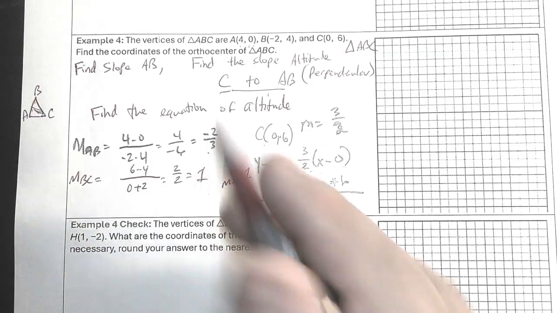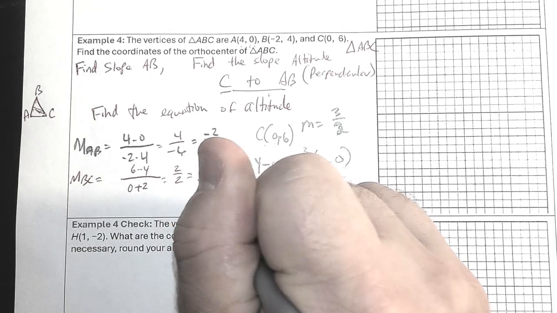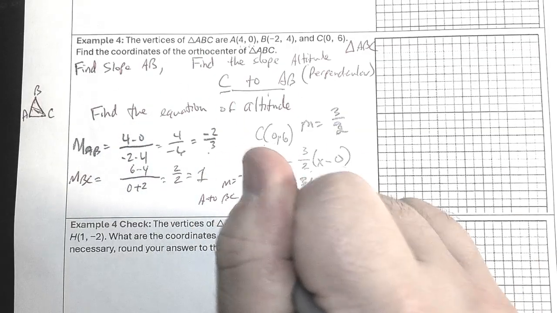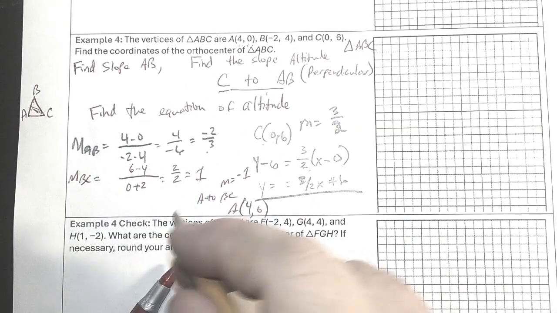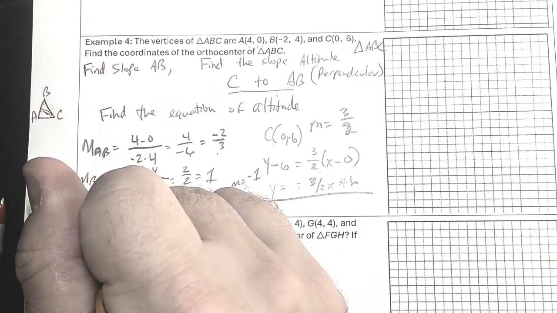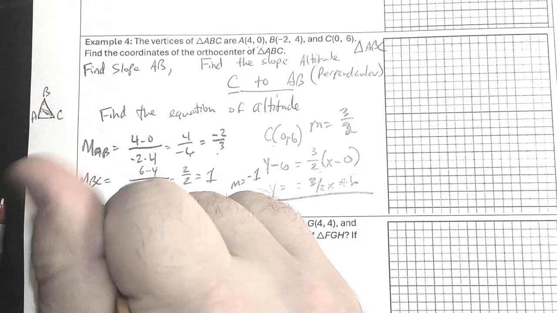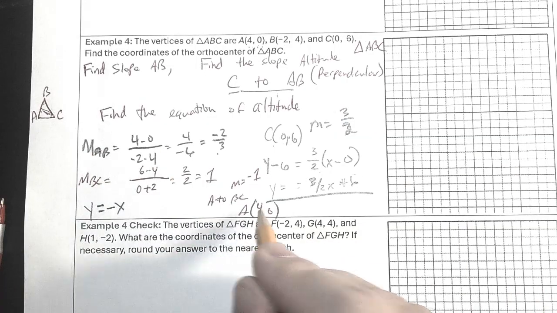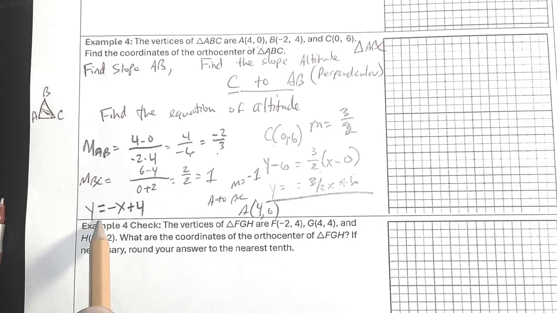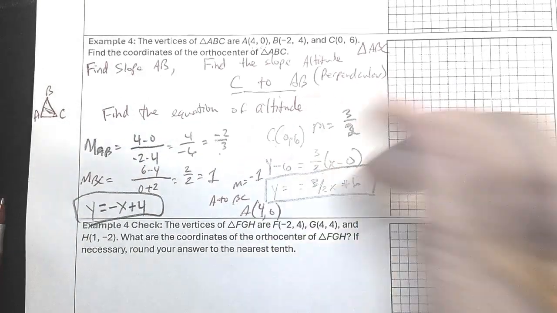And this is A to BC, so we're going to use point A. Point A is 4, 0. So let's put that over here. So y minus 0, or it's just y, like we did here, equals negative x, and then plus 4. Yep, so this is the equation for this altitude. So all this to get these two guys.